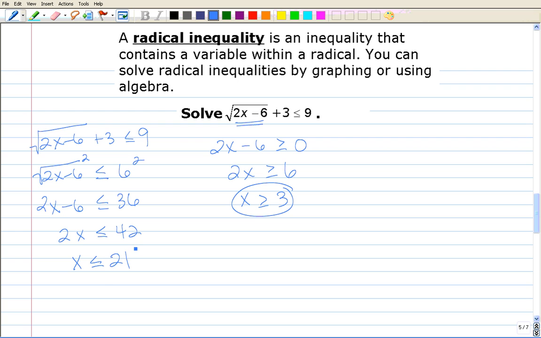So I have two parts to this. I've got 3 is less than or equal to x. It's still opening the same direction, which is less than or equal to 21. And that is the set of solutions for this inequality.